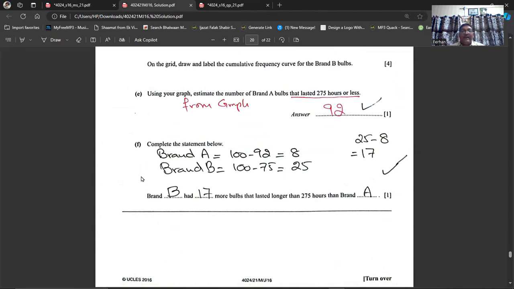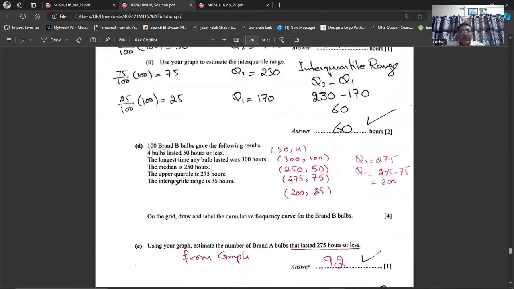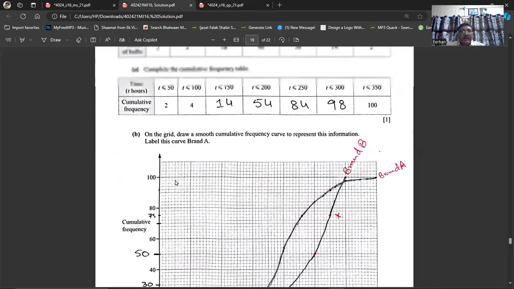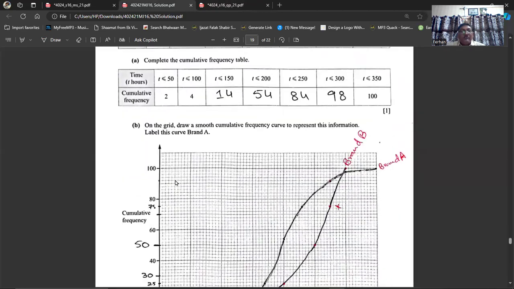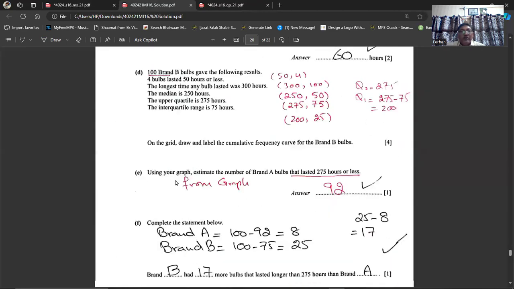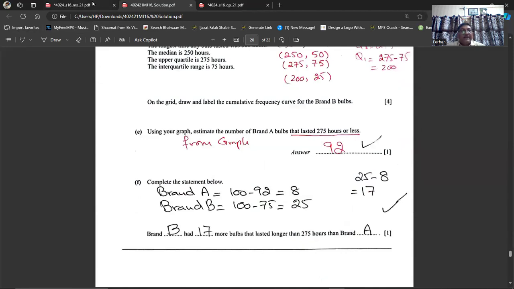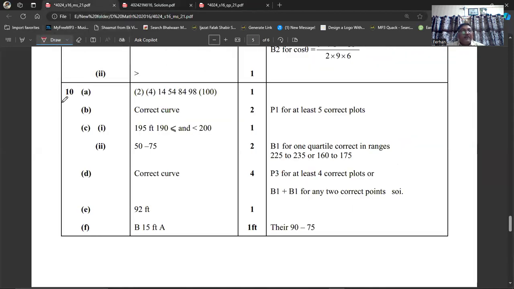So brand B had 17 more bulbs that lasted longer than 275 hours than brand A. A very good question on the cumulative frequency curve, an ideal kind of question. This is question number 10. I hope you understand. Let's check the marking scheme for this F part.